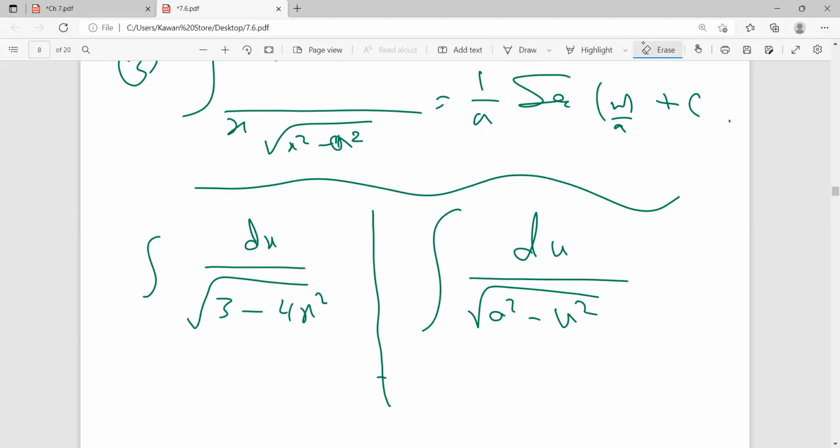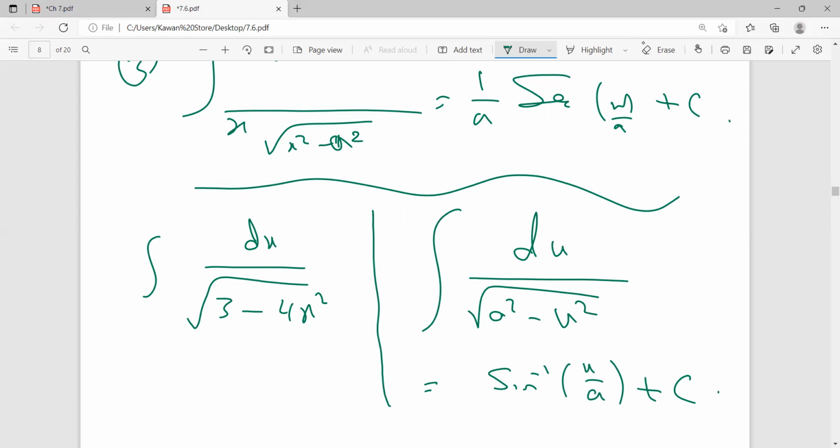What is the formula? Is equal to what? Sine inverse. No, there is no 1 over A with the sine inverse. Sine inverse U over A plus C. Understood?